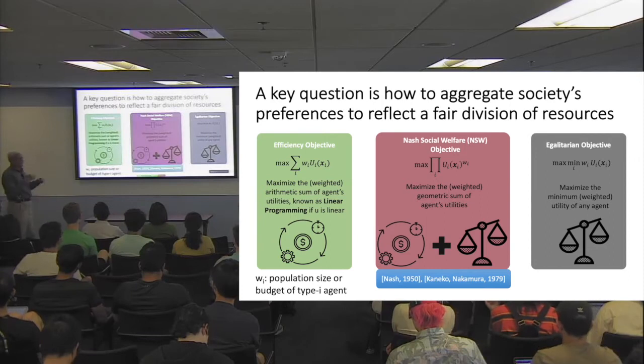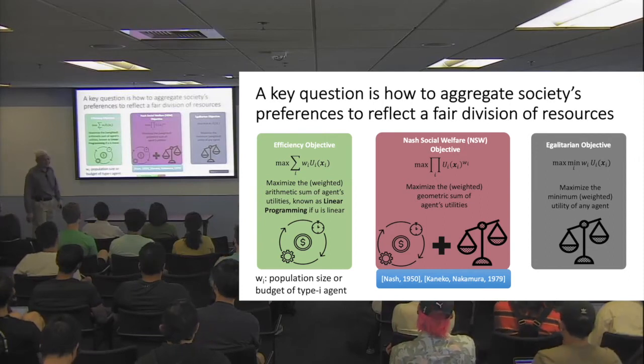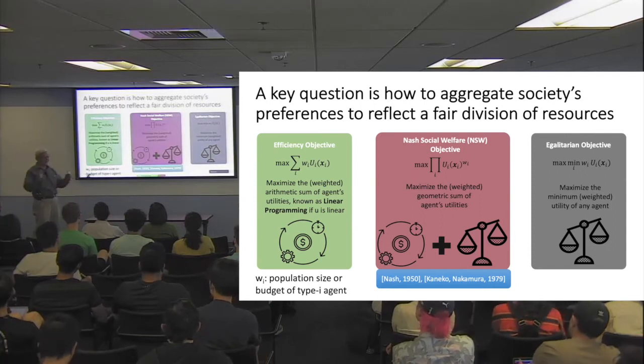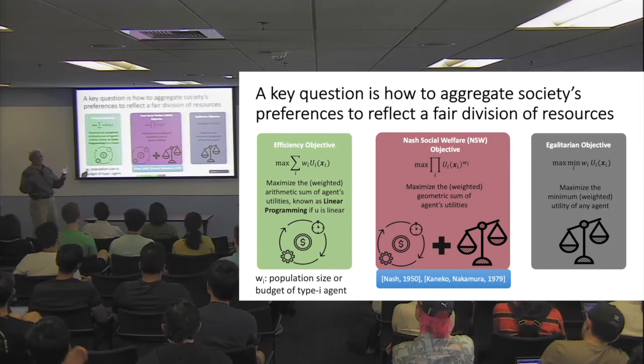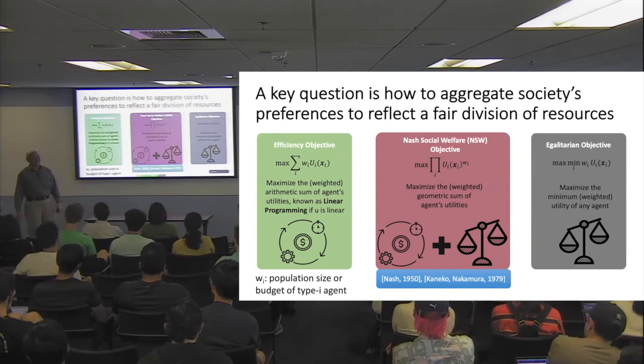Because people nowadays talk a lot about algorithmic fairness. To me, the algorithm is not fair or unfair. It's your objective that guides which solution is fair or not fair, because the algorithm completely fulfills whatever your objective is.